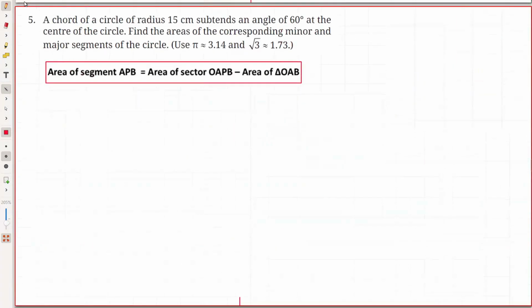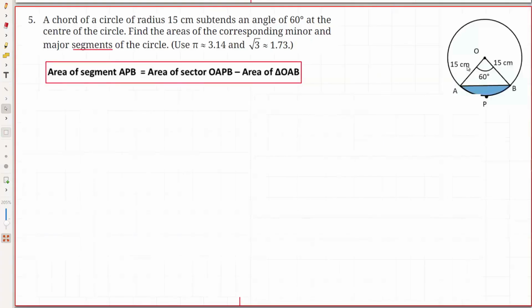Question number 5. Here a chord of a circle of radius 15 centimeters subtends an angle of 60 degrees at the center of the circle. Find the area of the corresponding minor and major segment. Major segment, not sector. So they are asking for the corresponding minor segment and major segment.